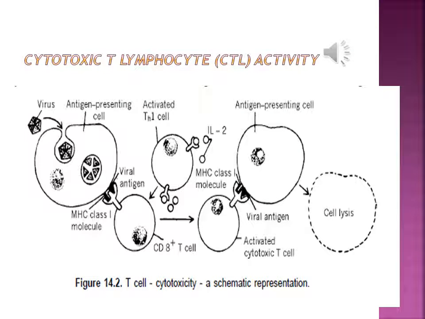Here is the cytotoxic T lymphocyte activity that begins with recognition by CD8 T cells of antigen and MHC class I molecules presented by antigen-presenting cells, then the process of activation by T helper 1 cells, secretion of interleukin-2, then the activated cytotoxic T cells begin their lysis activity on the other infected cells.